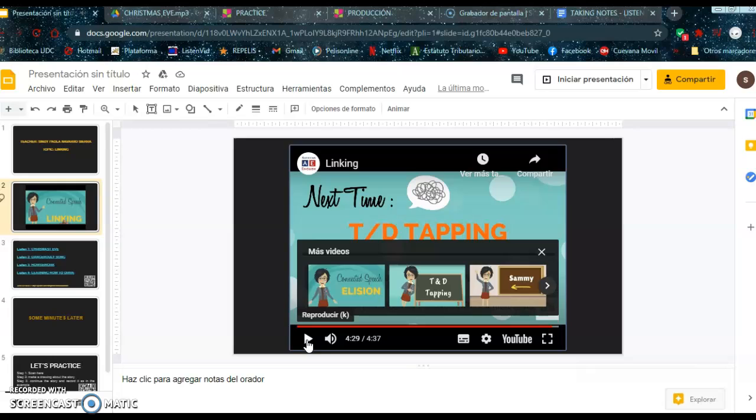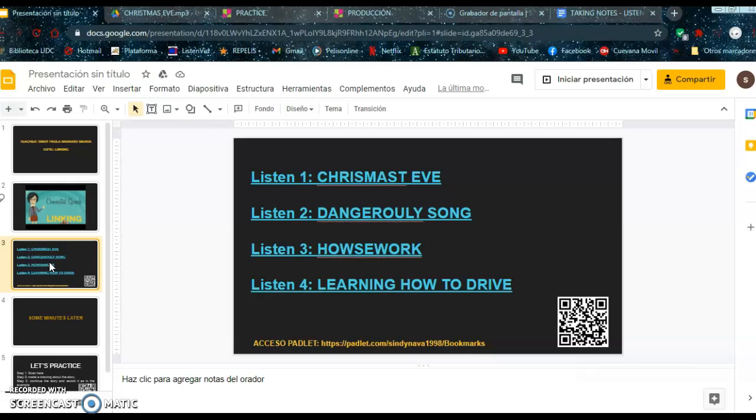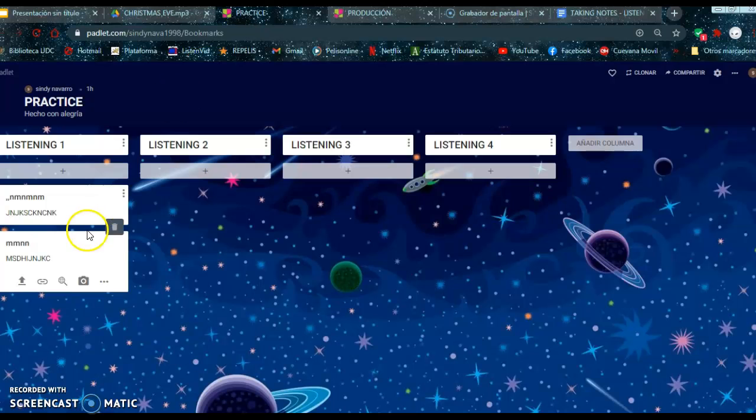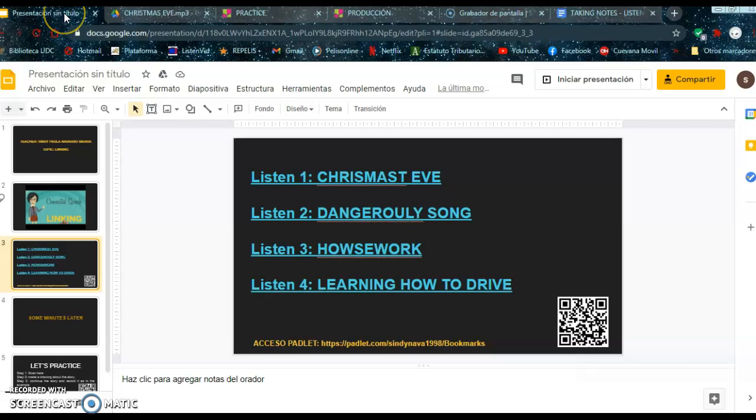Okay, let's continue with some practice. Scan the code and work on it. Listen and write the linking you hear. Listening 1, listening 2, listening 3, listening 4. Let's listen to listening number 1.